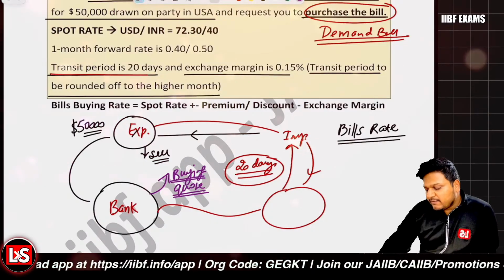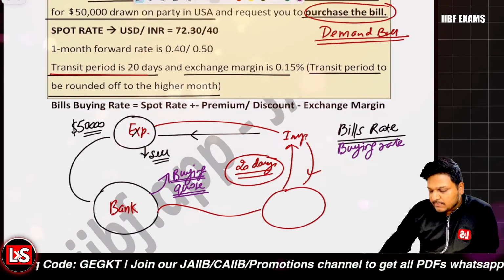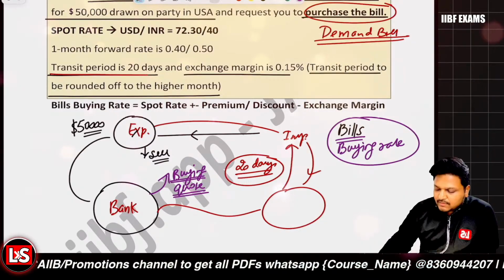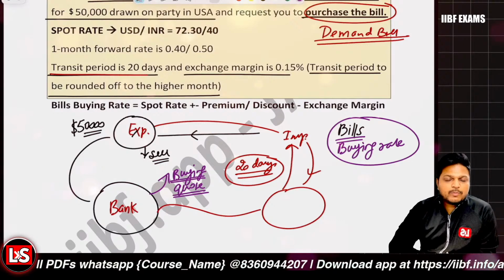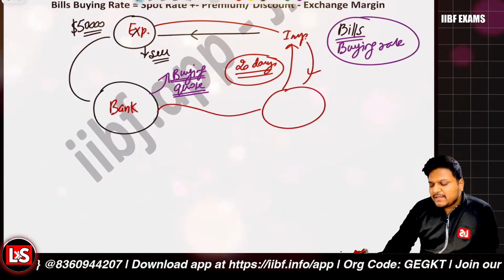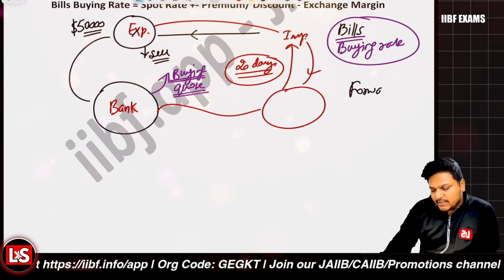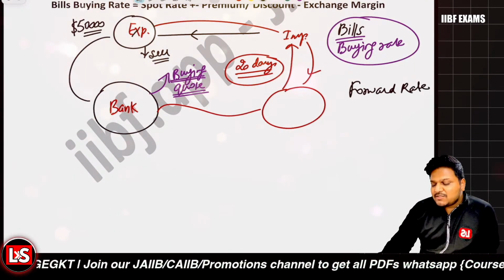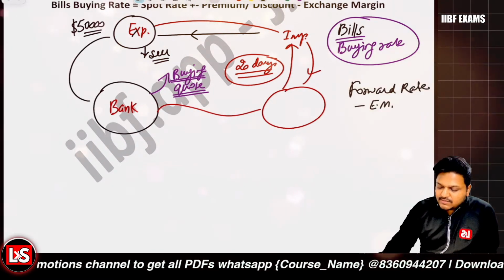So what rate would be applicable? It will be the bills buying rate. Bills buying rate that will be applicable. Clear? And what would be the calculation? Calculation is very much easier. In case of the bills buying rate, when the delay is there, we have first of all to calculate the forward rate. And I told you that the exchange margin is always subtracted in case of the buying rate. So exchange margin is to be subtracted. This is about the formula of it.